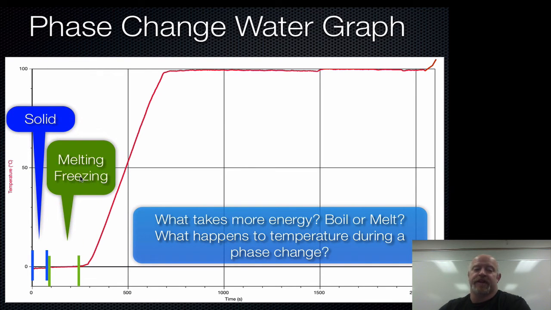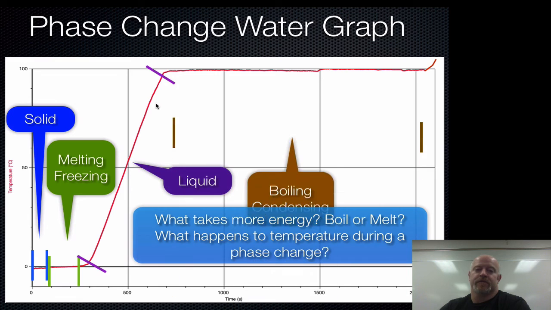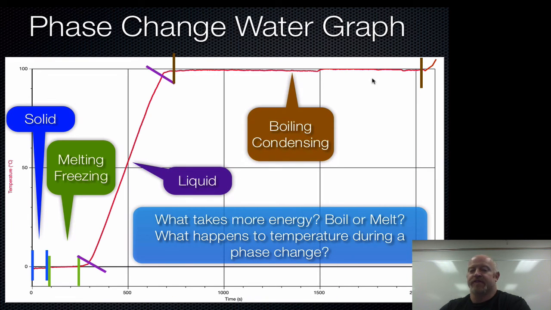Now notice they say melting and freezing because if you're warming this up, it's melting, but if you're cooling it down, it's freezing. So your melting point and your freezing point are actually the exact same thing, just in the opposite direction. Then you have your liquid phase as you warm up your liquid. And then you have your boiling and condensing phase. Boiling, of course, would be if you're warming it up. Condensing would be if you were cooling it down. And then finally, you have your gas phase over here.